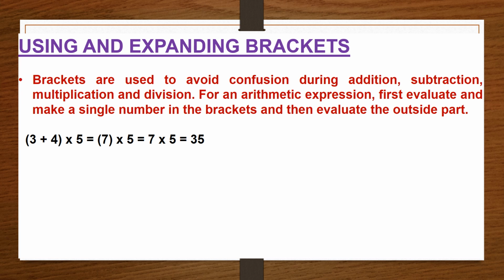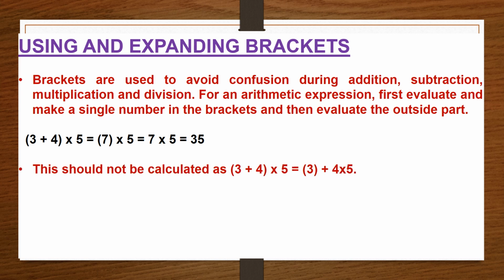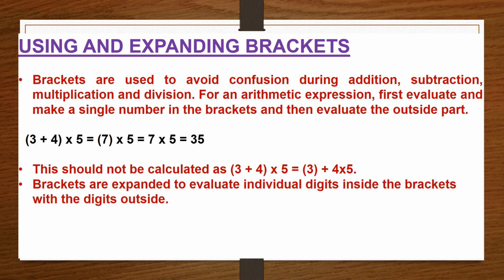Let's understand this with an example. 3 plus 4 inside the bracket multiplied by 5. So you have to solve the bracket first. 3 plus 4 is 7 multiplied by 5, which is equal to 35. This should not be calculated as 3 plus 4 multiplied by 5 equal to 3 plus 4 multiplied by 5. No, this is wrong. You have to solve the bracket first.